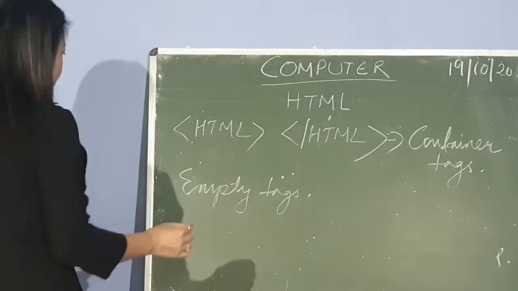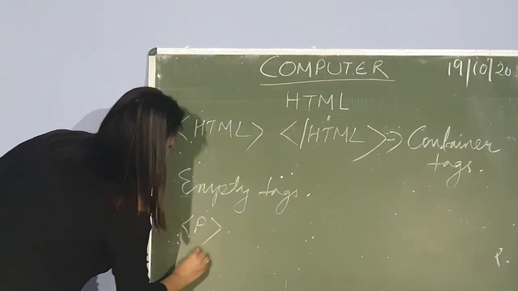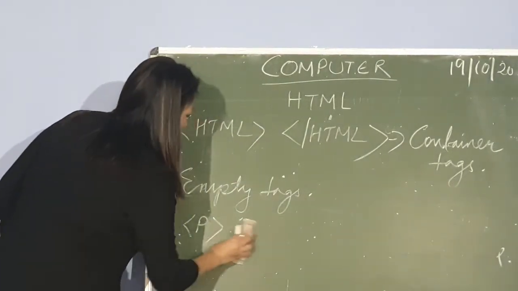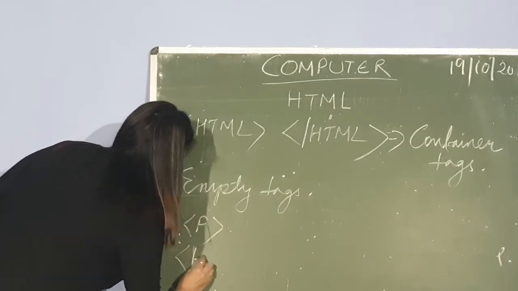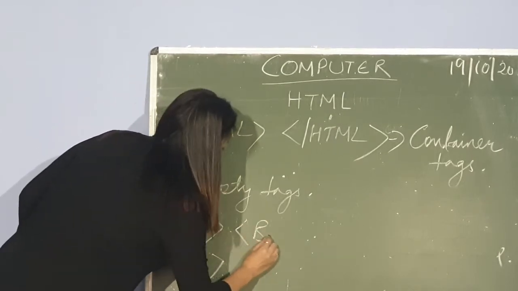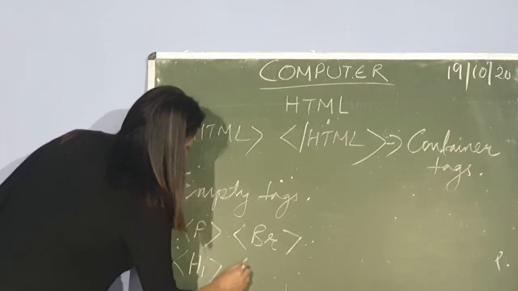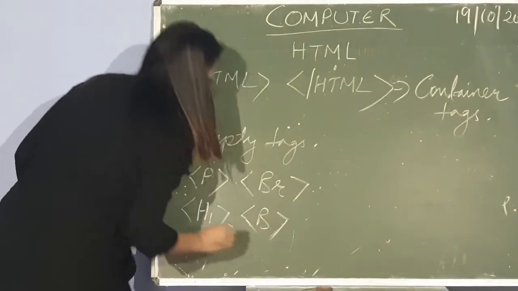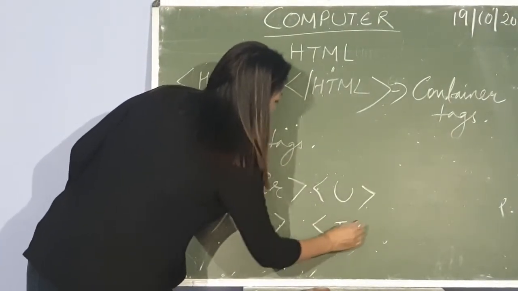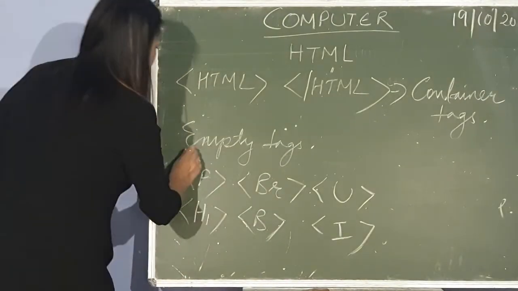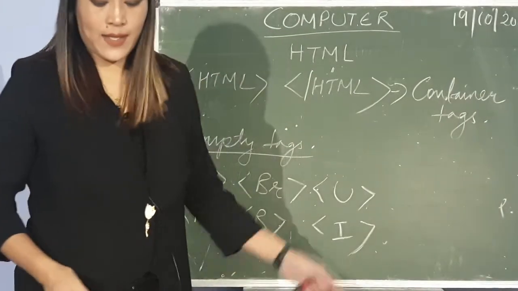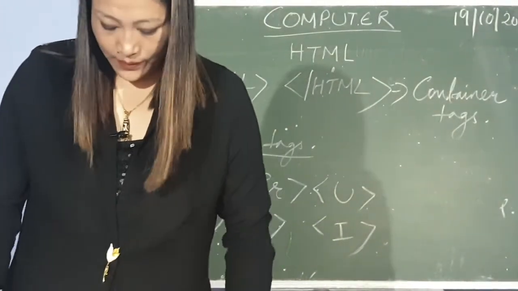For example, P for paragraph, you don't have to give the closing P like this. You may write it, you may not write it, it will not make any difference. P for paragraph, H1 for heading, BR for break, B for bold, okay, U for underline, I for italic. So these types of tags are known as empty tags. Okay, so you don't need to give a tag with the closing slash. Okay, these are empty tags.